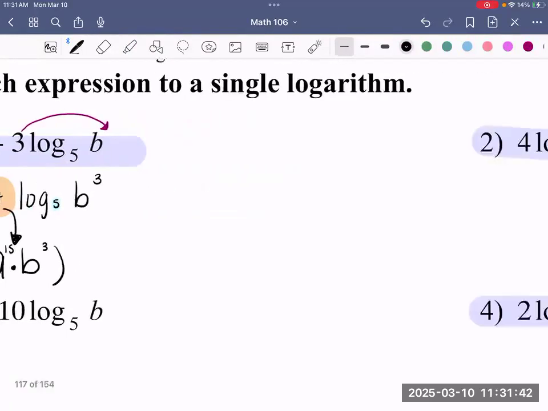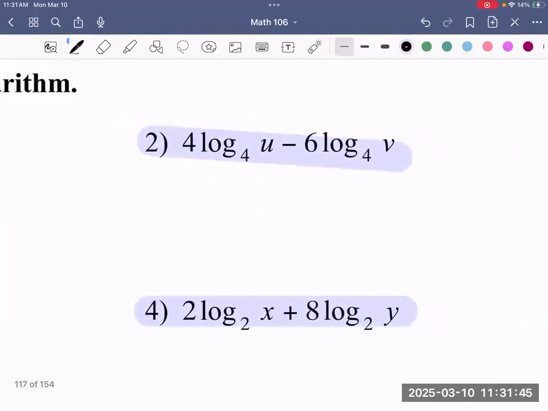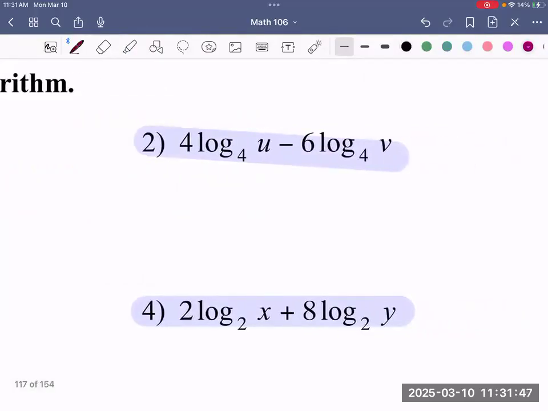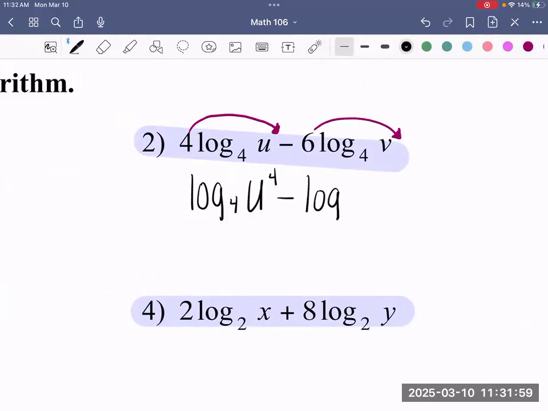Let's try it again one more time. So here we have 4 on the outside. Let's bring it up top here. 6 on the outside. Let's bring it up top here. So we have log base 4 of u to the 4th minus log base 4 of v to the 6th. So those go up top.